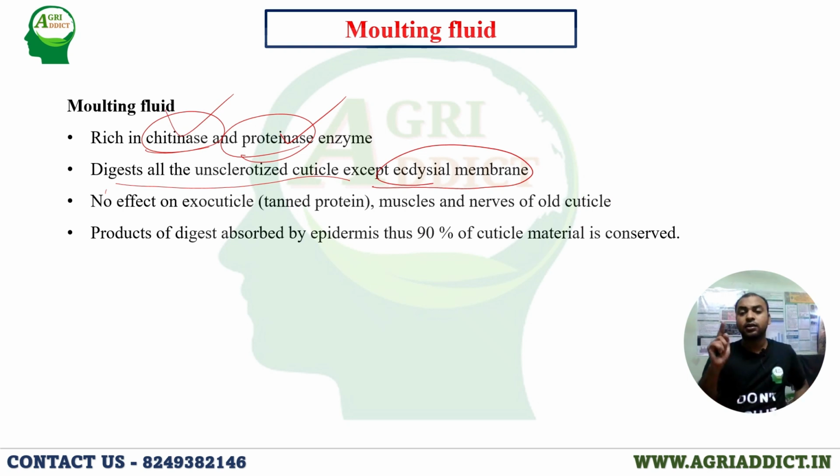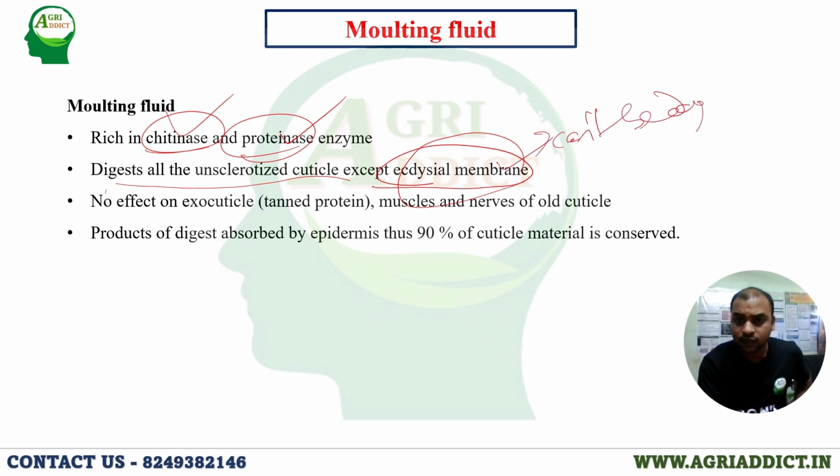So there is a structure called the ecdysial membrane in the head. Except that ecdysial membrane, all the cuticle is digested by the molting fluid. So you have to remember, this ecdysial membrane cannot be digested. Okay. There is no effect on exocuticle.